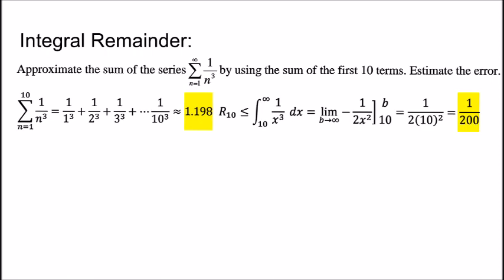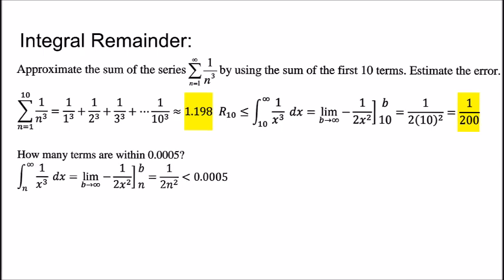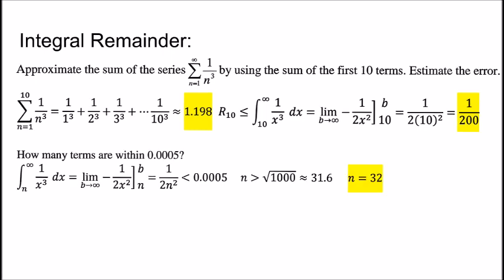I know I went through that kind of fast, but all I did was integrate it to get what I got. We can also be asked to find how many terms are required to find an error within a decimal place. For example, how many terms are within 0.0005 of 1 over x cubed? We go through the same steps as above, but this time all we have to do is solve for n, which we find is greater than the square root of 1000. So the sum of the first 32 terms will be within 0.0005 of the actual sum.